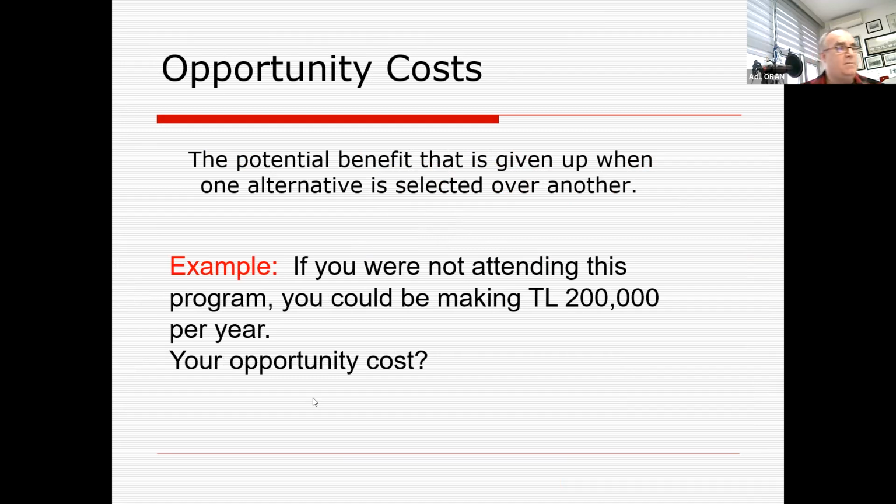Okay, opportunity costs: the potential benefit that is given up when one alternative is selected over another. So let's say that if you were not attending this education, this program, you could be out there working, okay? And let's say that you could find a job earning you 200,000 lira per year. By continuing to be a student, you cannot take that job. So the opportunity cost, or the total cost of this education, is not only how much you're paying to the university for this. You should also take into account that because you have to be here in class, you can't take that other job, which would be earning you 200,000 per year. So that opportunity cost also should be part of your decision making.